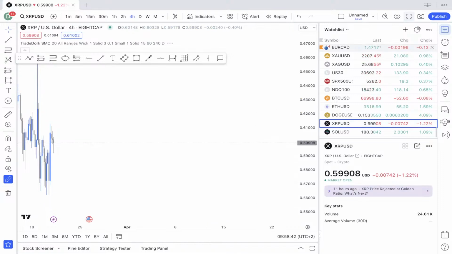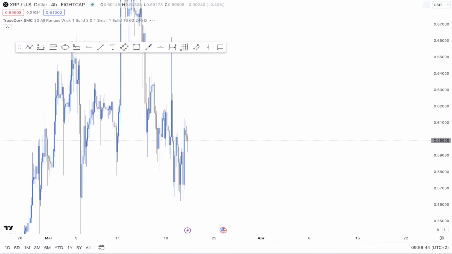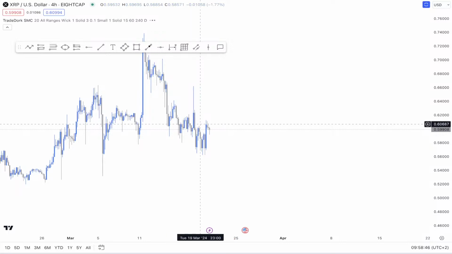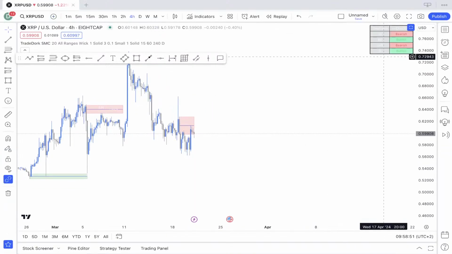On XRP, I couldn't identify anything new, and it's very clear to see that the price action is looking pretty choppy right now. Hence why there's nothing really to discuss on this coin.